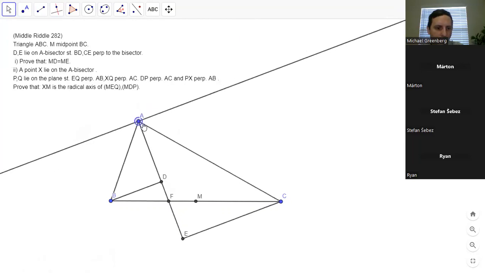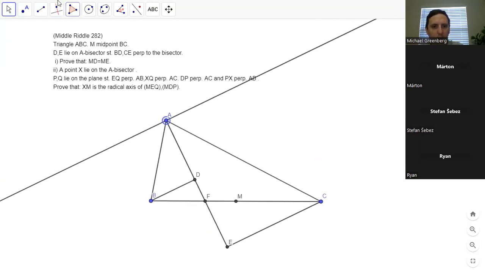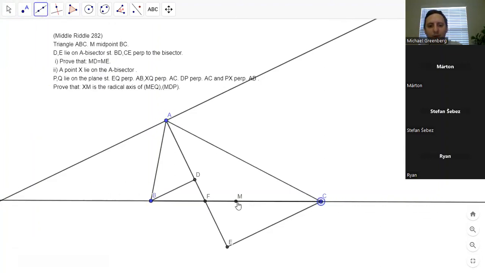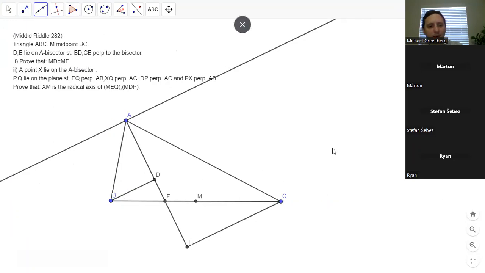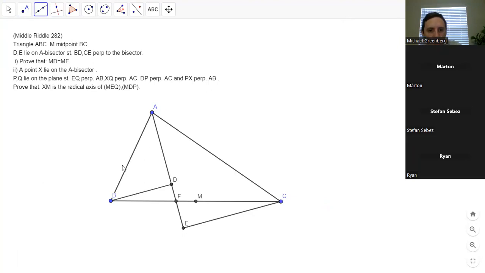So basically you draw the intersection of this with BC. And then these are obviously a harmonic bundle, so that solves it. So that shows that AFDE is harmonic, and then is there a way to see from there that MD equals ME?